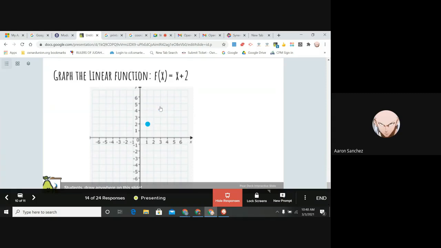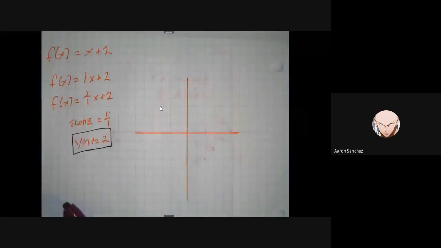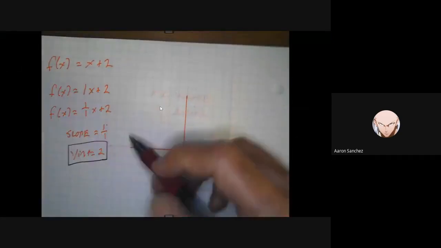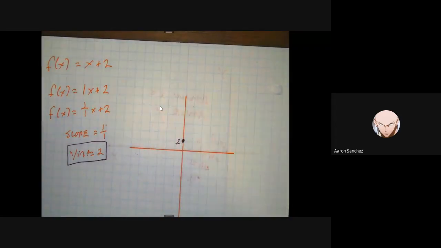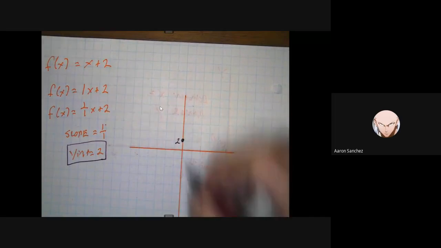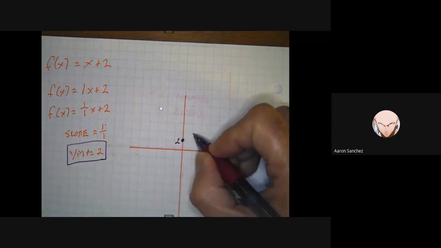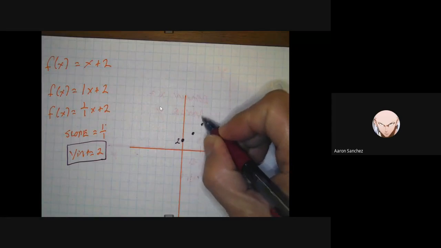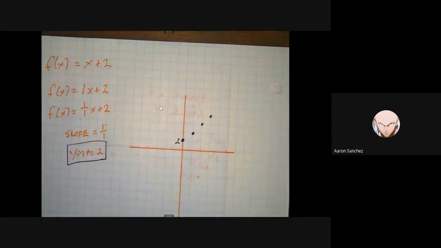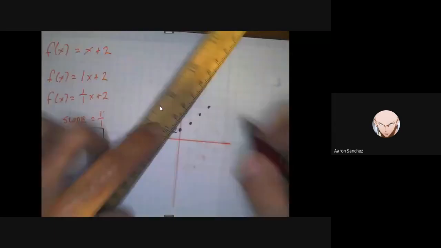Okay, so I'm going to show you on mine. We have a y-intercept of 2. So you want to go here at the 2, right on the y-axis. And then we rise 1, run 1, rise 1, run 1. These are our points, and you just connect them.